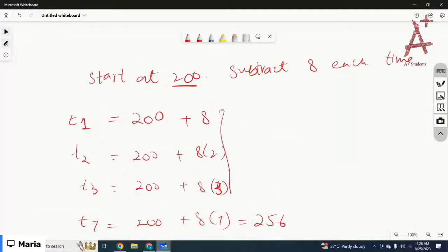Basically, that's how you calculate with the pattern rule. So if you get the pattern rule, you don't have to calculate every term, right? Just use the pattern rule. You will find the term you want to calculate, right?